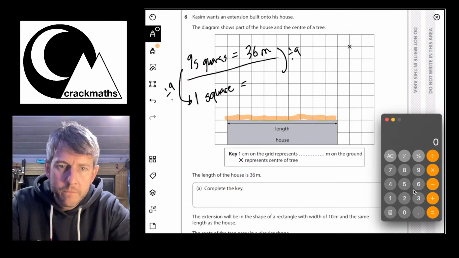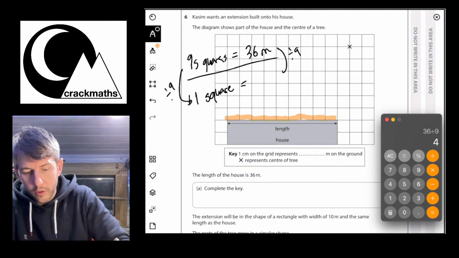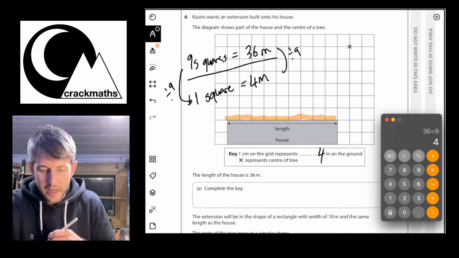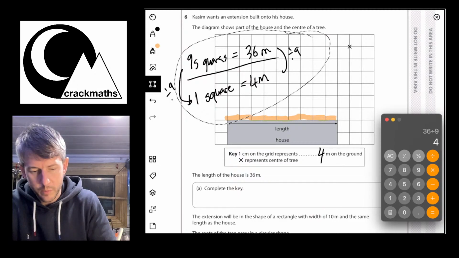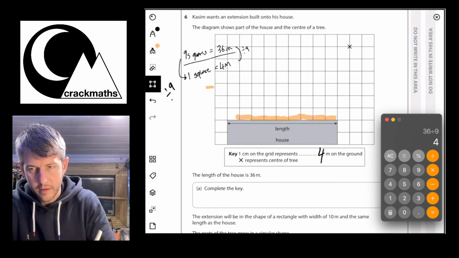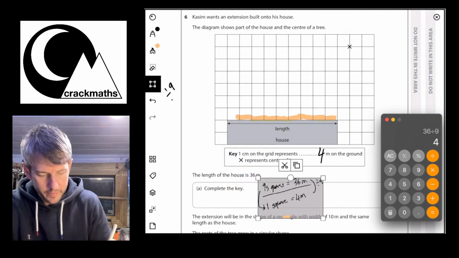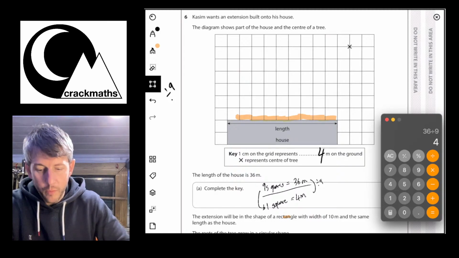So let's do that here. 36 divided by 9. And that equals 4. So I know that 1 centimetre on the grid represents 4 metres on the ground. Let me take that and I will just shrink that and put it in the box. Here we go. Okay, so that's that bit done. Now let's see what they want about the next bit.